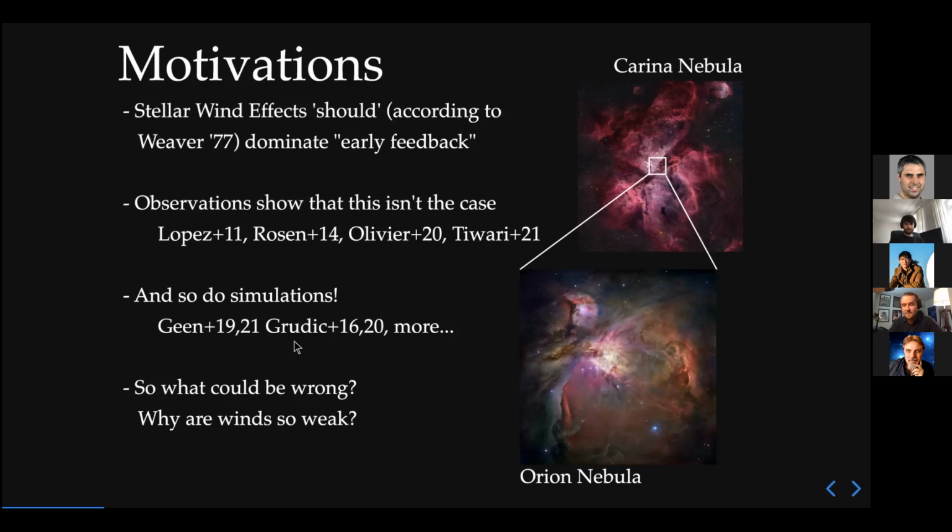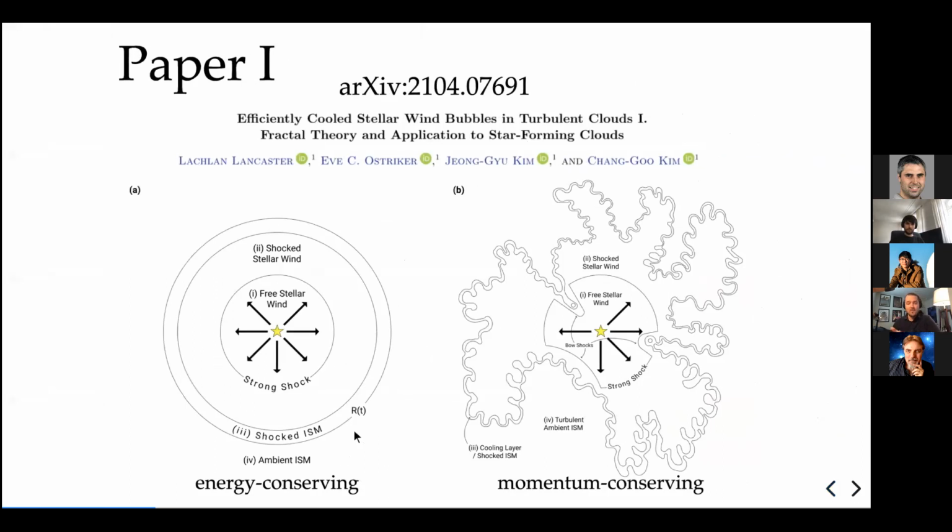And in simulations that also include all the different effects that massive stars can have on dispersing their clouds, it is generally seen that winds are not that important a factor in setting the star formation efficiency. So we're generally seeing that winds are quite weak, but what exactly could be going wrong? So we propose a new theoretical model for the evolution of stellar wind-driven bubbles in turbulent clouds.